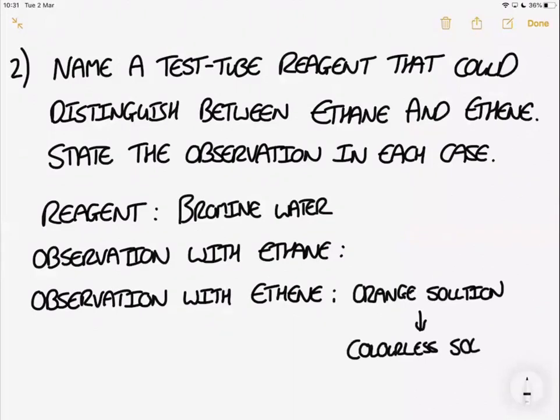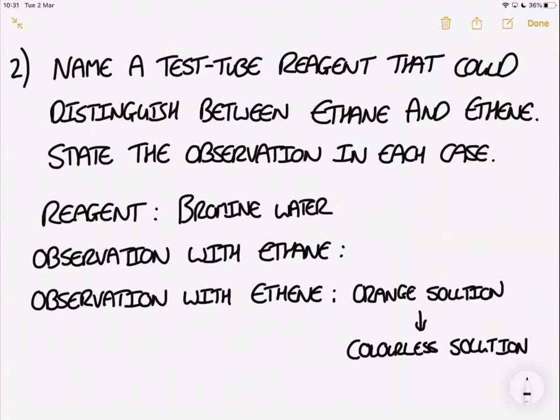We sometimes use the verb decolorize. We sometimes say it decolorizes. The orange solution decolorizes. We never say clear, as explained in the lesson where we talked about the bromine water test, because that's not really a helpful statement. Okay, orange solution to colorless solution is the observation with ethene. And remember that that's your kind of positive result. It proves that ethene has a carbon-carbon double bond.